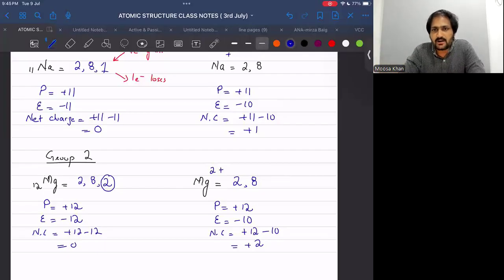Yes, Zara, which element will lose electron and which element will gain electron, वो मैं अभी आपको बता रहा हूँ. Right now we are discussing all the examples of all the elements which are losing electrons. All group 1 elements, they lose 1 electron. All group 2 elements, they lose 2 electrons.